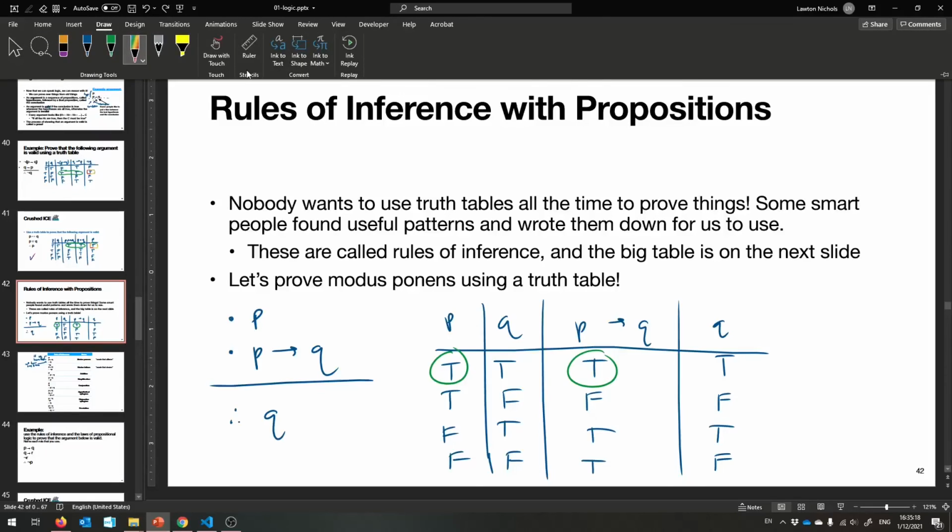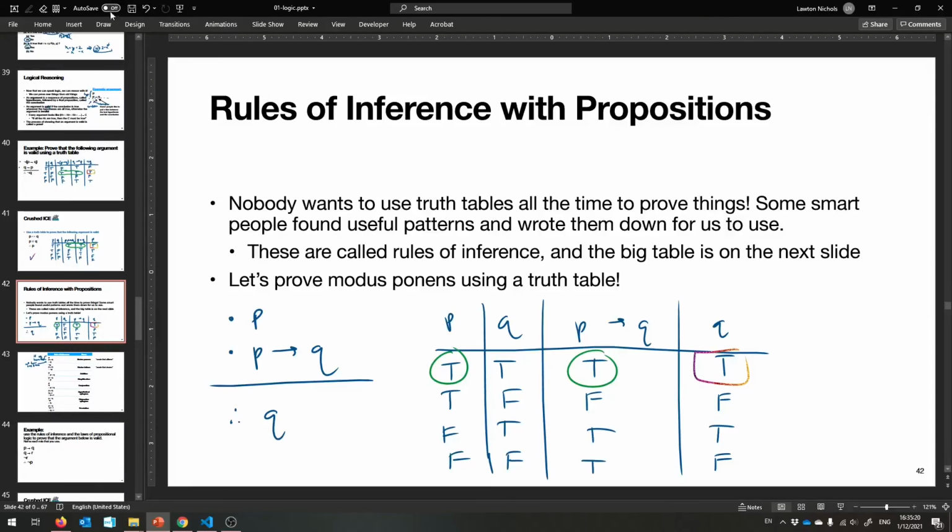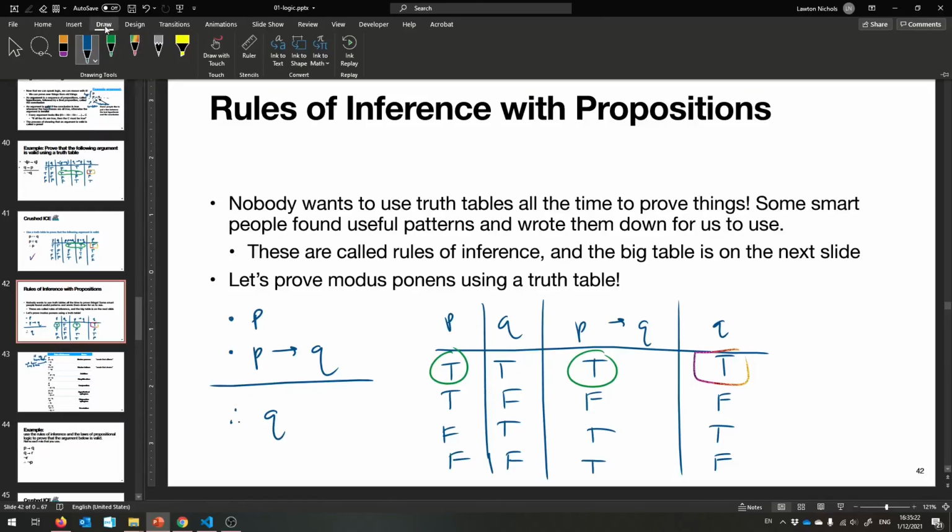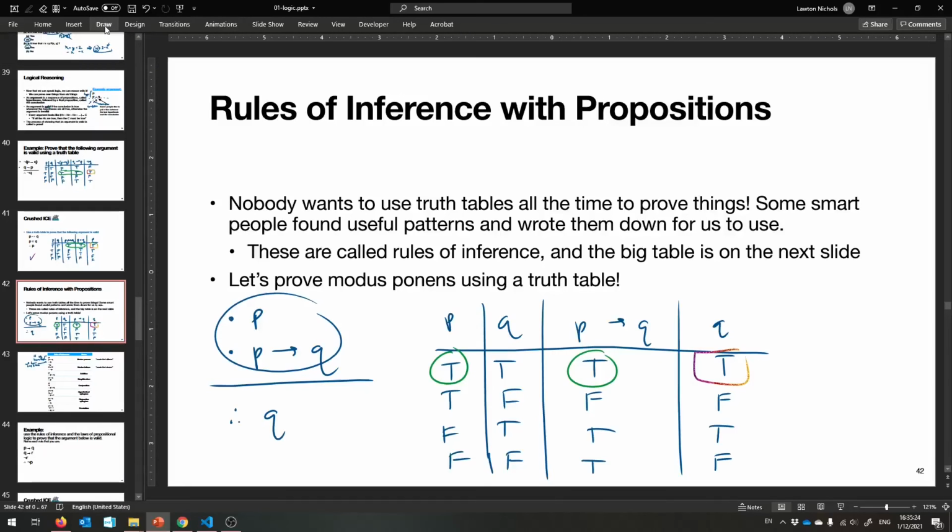We have just proven modus ponens, and so now whenever we see in our hypotheses P and P implies Q, we immediately know Q is true. We can add that to our set of hypotheses. That's the idea. Okay? That's exactly what we want.